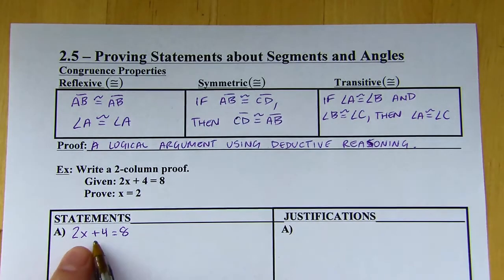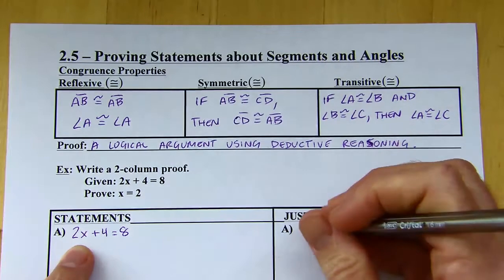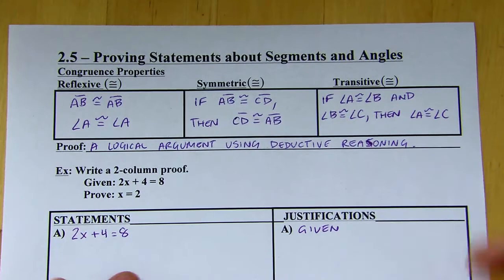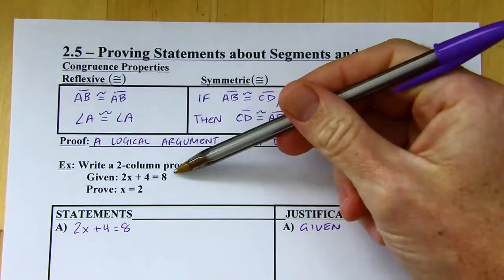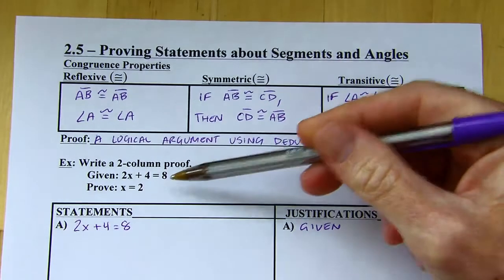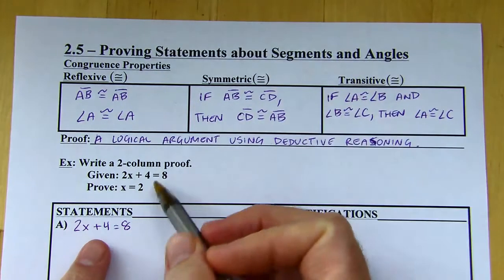Okay, so how did I know that? Well, just because it was given. Okay, so the first justification is pretty much always going to be just given. You have to start with some given info, and in this case, there it is, right? So I just copied it in there and said, hey, because they told me so, right there. Okay, and now I've got to somehow get to x equaling 2.